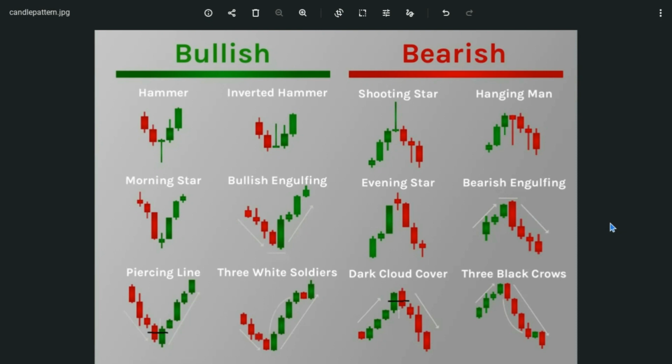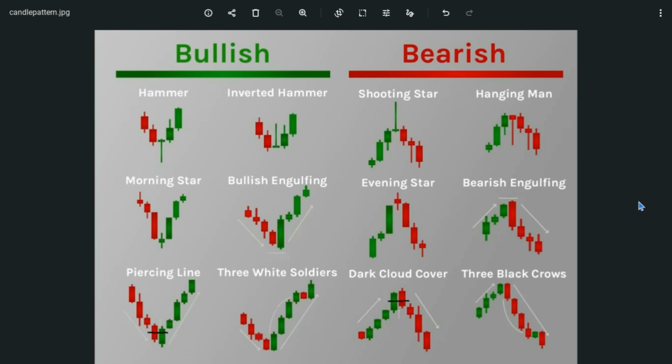Next we have bearish engulfing. This pattern is made up of 2 candlesticks. The first one is green while the second one is red and engulfs the other. In other words, the second candle's body is bigger than the first one. This pattern indicates an increased selling pressure and the beginning of a potential downtrend.